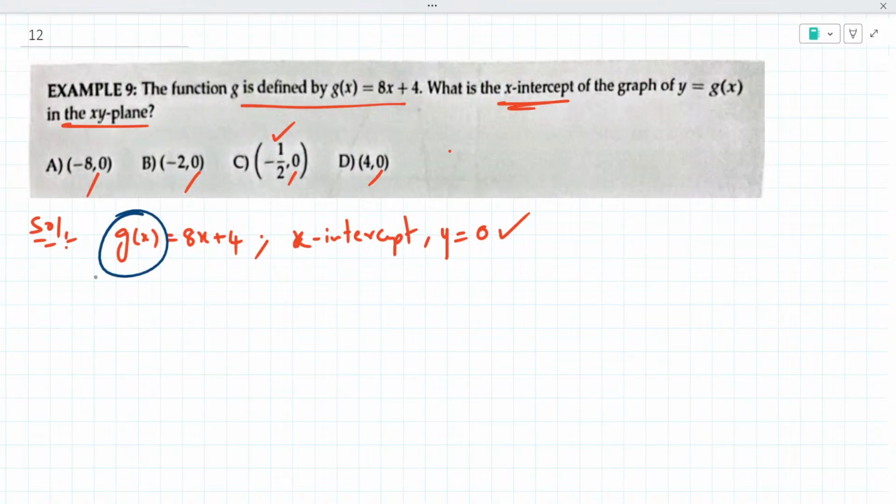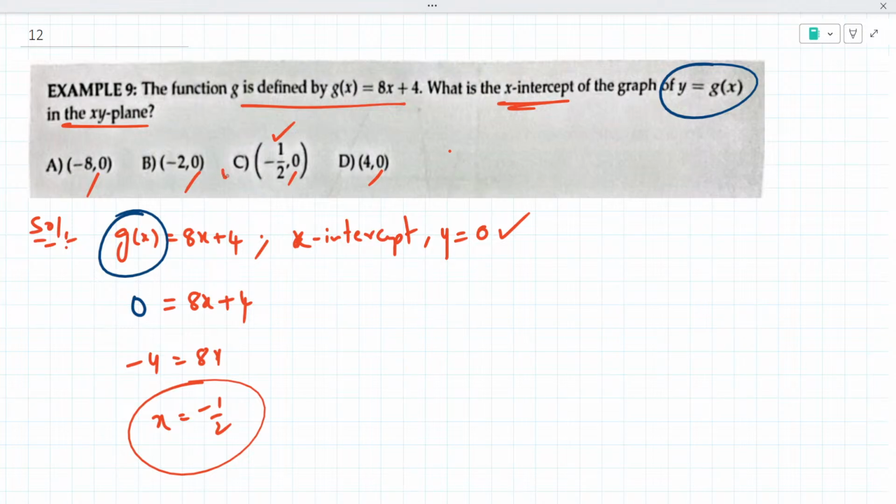So this is called y. g of x is nothing but y. They given it also, even if not, yes, it is y. I just placed the y value as 0, rest the same: 0 equals 8x plus 4. You're saying option C? Let me check. 8x plus 4, so negative 4 equals 8x. x equals negative 1 by 2. That's option C. Yes, it's true.